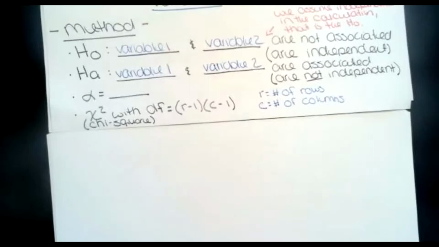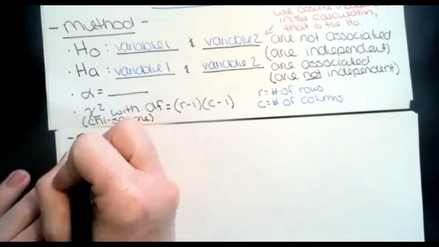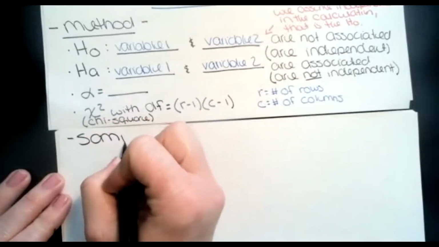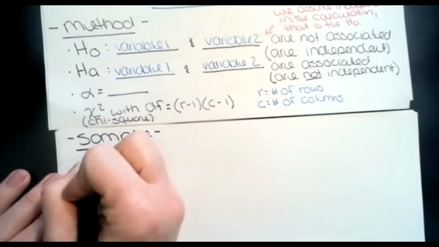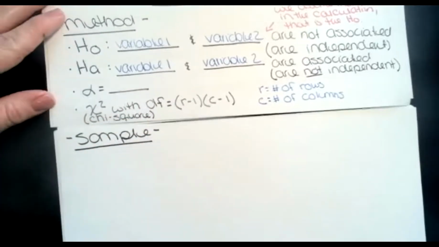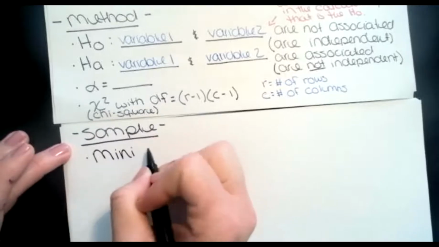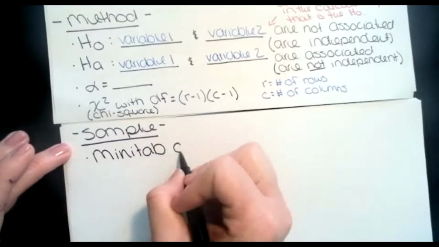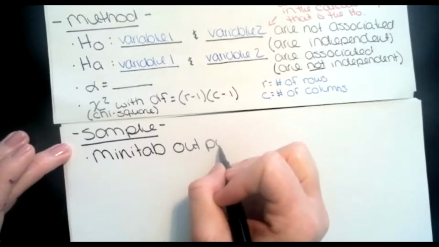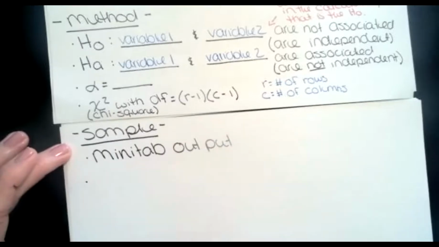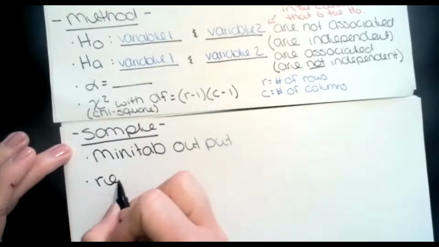So now we're going to get to the sample step. The sample step is going to look exactly the same as last class when I write it here, but it will look different because the Minitab output is going to look different. So we're going to include the Minitab output here, and then we're going to check the requirements.